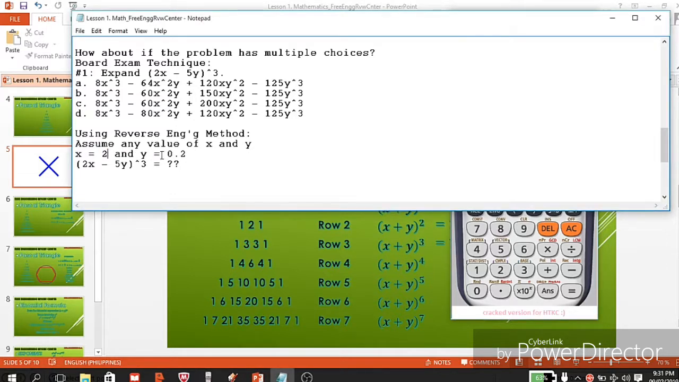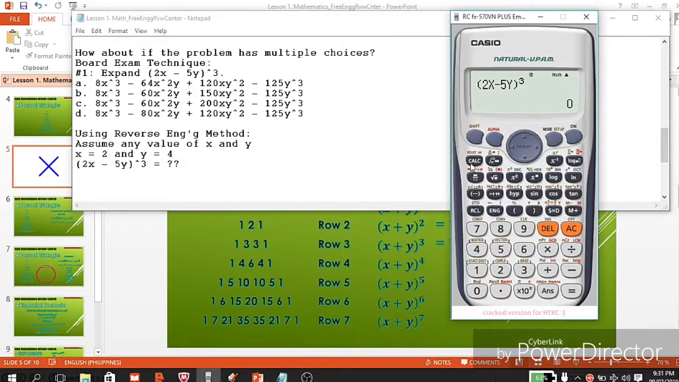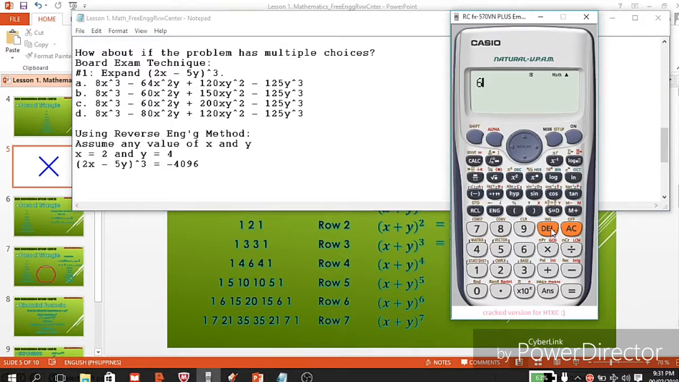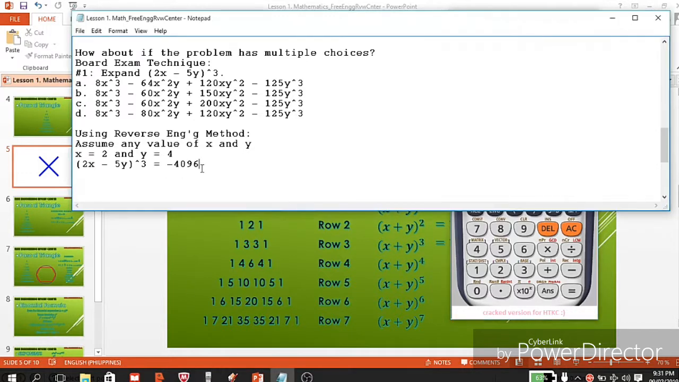So we'll change this one. Okay, change that one. So x is 2 and y is 4. So we got negative 4,096. So negative 4,096.